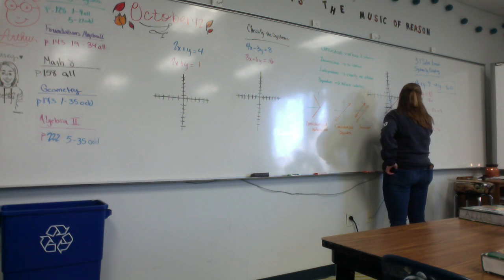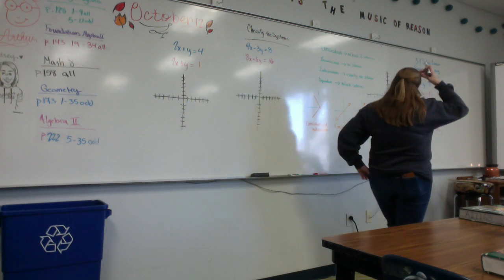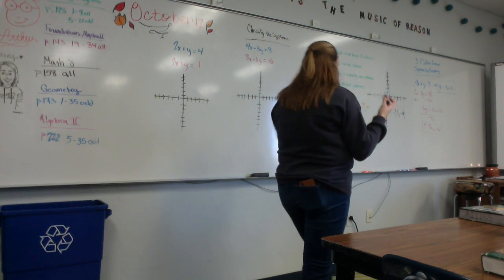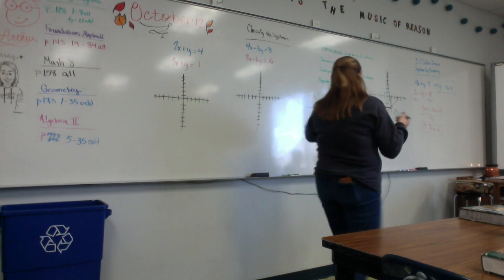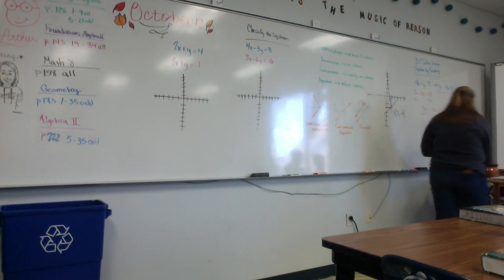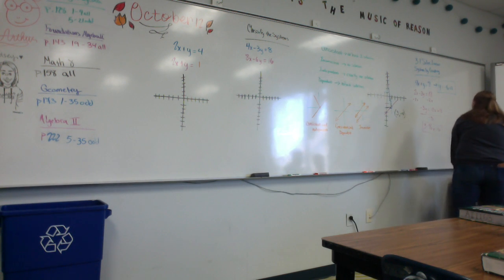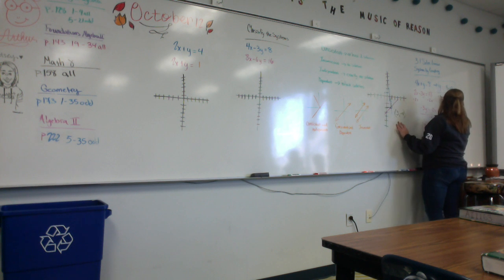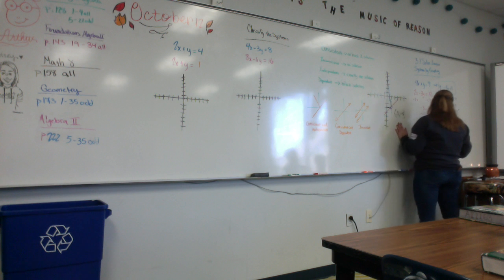Now, if I want to check my answer, I'm going to plug 3, negative 4 back into each equation to check and see if it comes out to the right thing. So when I check, I plug 3, negative 4 in here. Negative 4 equals negative 4 times 3 plus 8. So negative 4 equals negative 12 plus 8. What's negative 12 plus 8? Yep. So that one checks out.